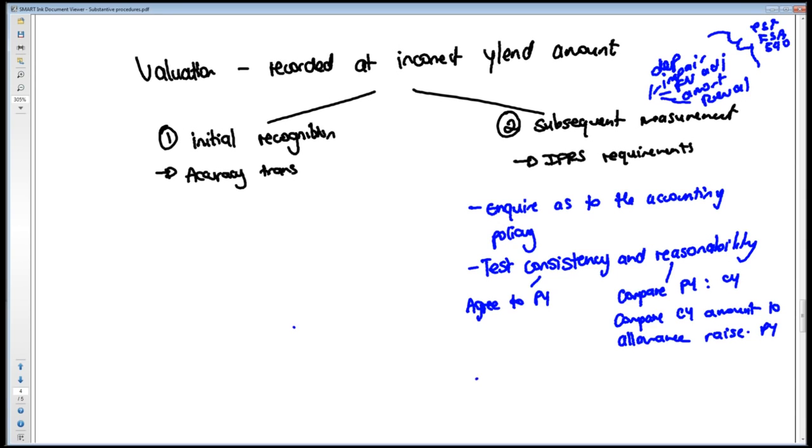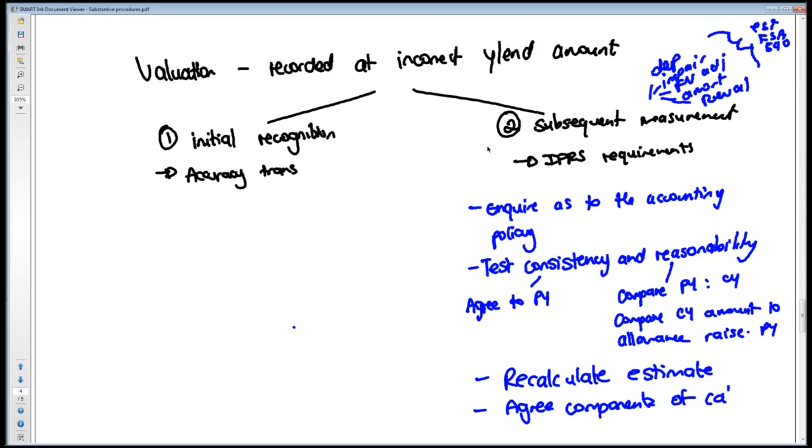Okay, then we're going to have a calculation. So you're going to have to recalculate because they're going to have to apply their policy now in getting it. Remember, when we tested for accuracy, there were always calculations, and before we actually recalculated, we always tested the components that made up that calculation. So you will recalculate this estimate, but then you're going to have to agree the components of the calculation before, or you can do it, obviously you should do it before, but here I've put it after.